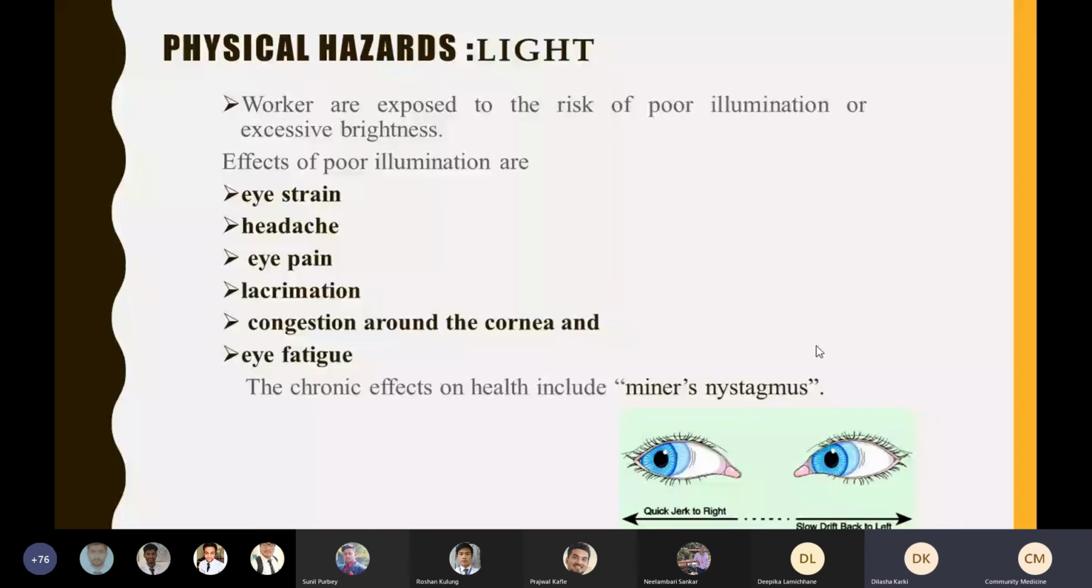Excessive lacrimation can occur, or congestion around the cornea, and eye fatigue. And also the chronic effects on health include the miners' nystagmus. So I hope all of you know what is nystagmus.